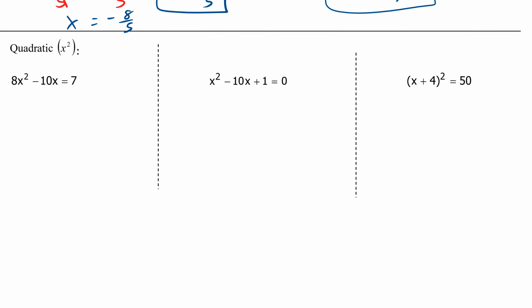Now quadratics are different. Quadratics we have to use factoring. So the first step is to set equal to 0. So 8x squared minus 10x, and then this just means to subtract the 7 to the other side. And then we try to factor first. If that doesn't work, we use the quadratic formula. So number 1, factor, or quadratic formula.